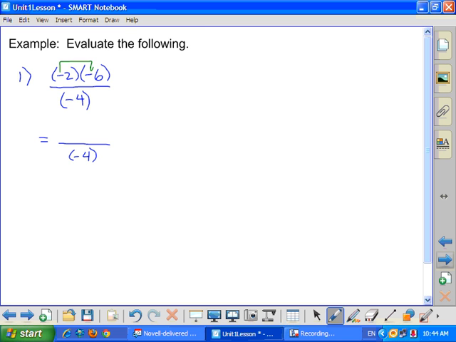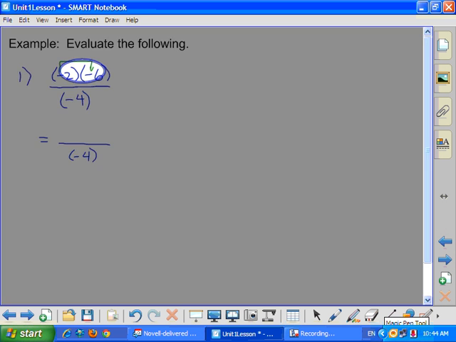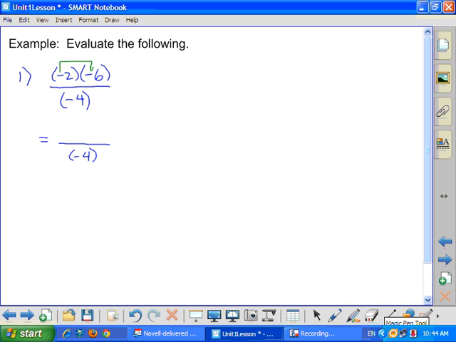Negative on top, sorry, I'm getting all over the place on you. Negative times a negative, so I'm looking on top. Negative times negative is going to result in a positive number. 2 times 6 is 12. Now, let's look at a positive and a negative. When we do division, signs are opposite of each other, or they're different, so that means it's going to be a negative answer. And now we do 12 divided by 4 gives us 3. All right.